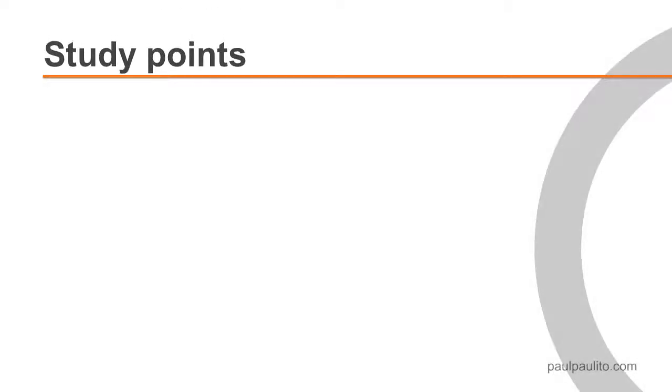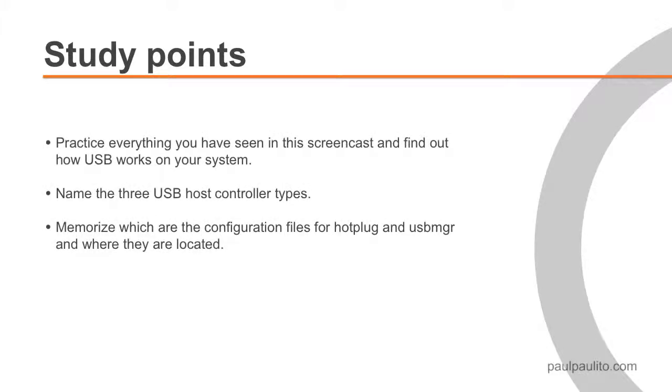Study points. Practice everything you have seen in this screencast and find out how USB works on your system. Name the 3 USB host controller types. Memorize which are the configuration files for Hotplug and USB Manager and where they are located.